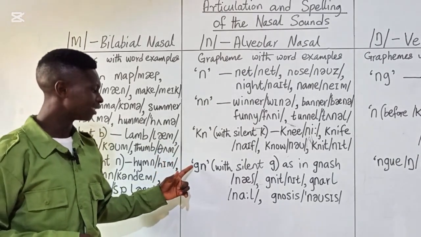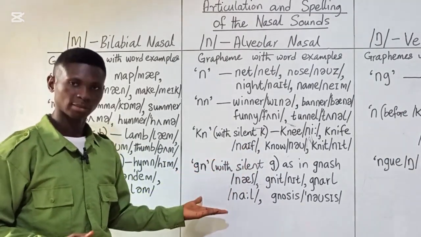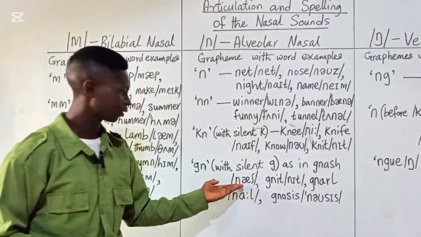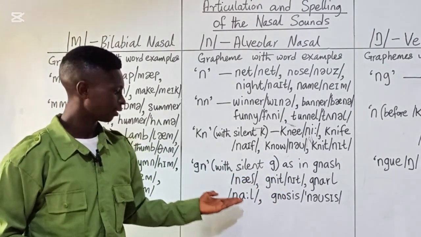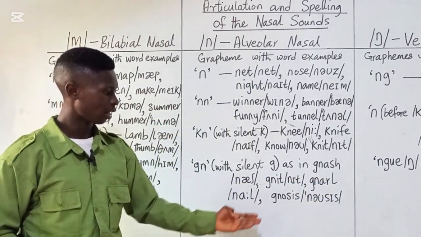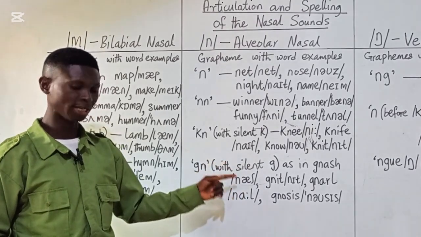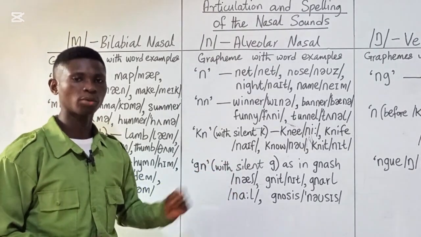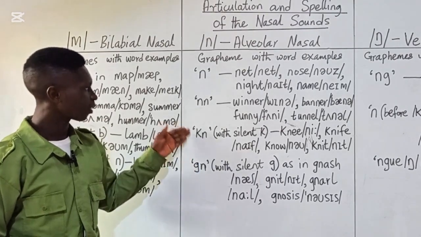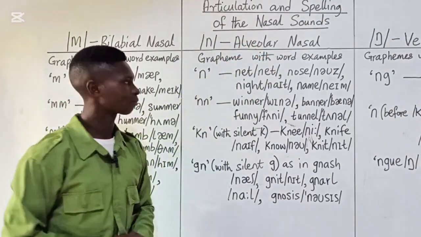Moreover, in place of GN, the G is often silent. Hence, we have words like gnash, gnat, gnaw, gnome, and gnoses. They all begin with letter G, but the G sound is not realized in these words. So take note of the different spellings of the sound, which is known as alveolar nasal.